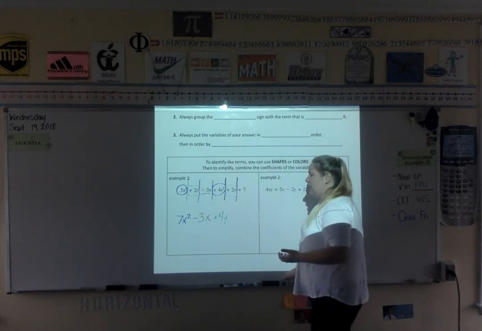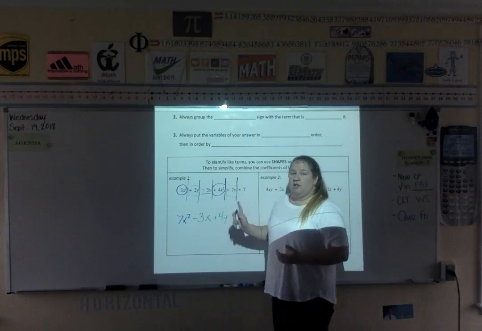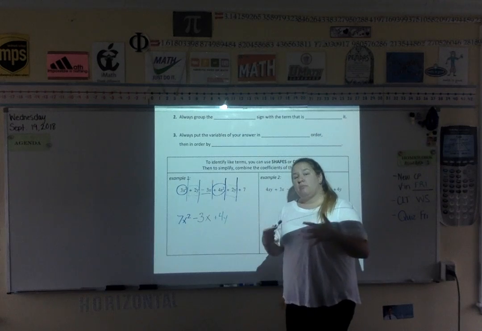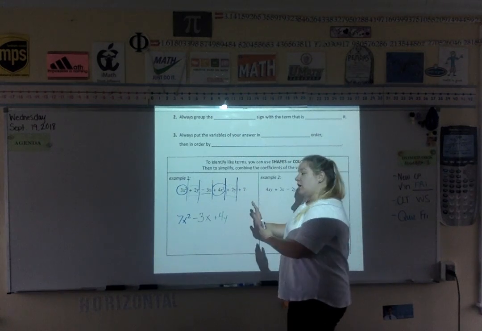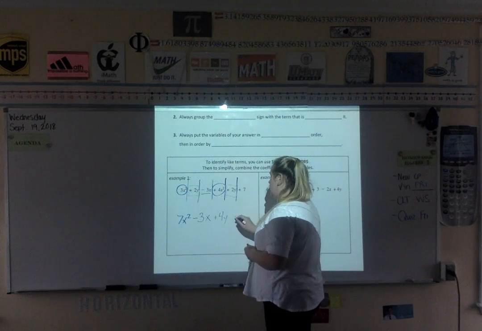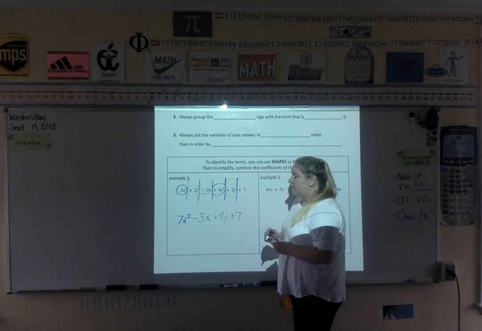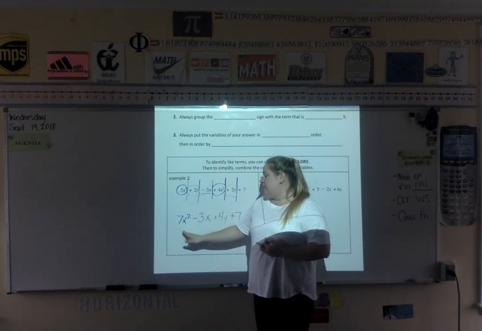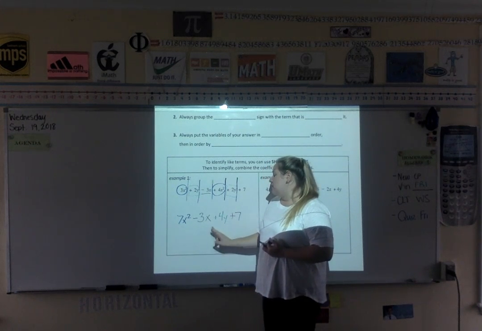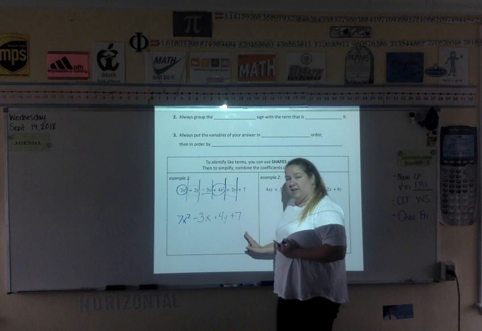Now the last part is the 7. So the 7 is what we call a constant. It's a number-only term, all right? Any term that is just numbers is always going to go at the very end. So we should now write plus 7. So our final answer after combining like terms should be 7x squared minus 3x plus 4y plus 7.